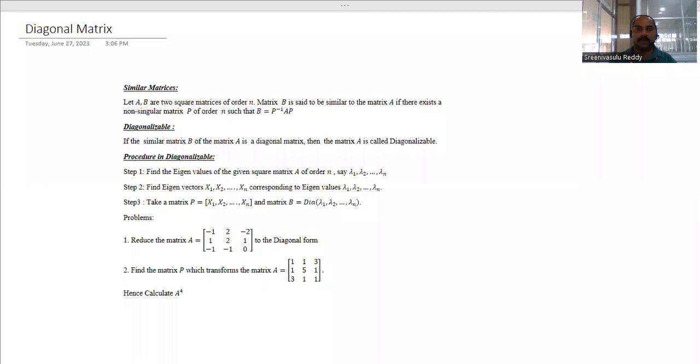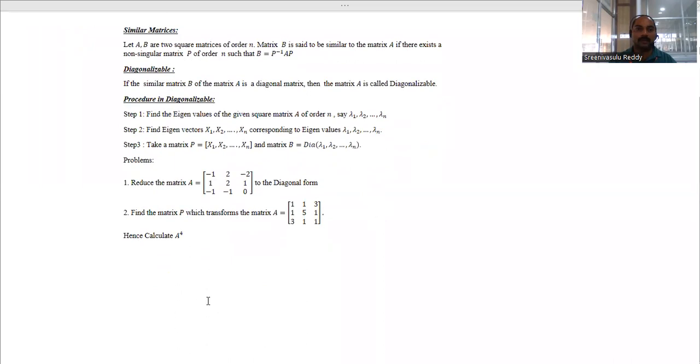So the next topic of module 1 is diagonal matrix, or reduction to diagonal matrix form, or diagonalization. Diagonalize the following given matrix. Sometimes they may ask the question as: diagonalize the following matrix, or reduce the given matrix into diagonalization form.